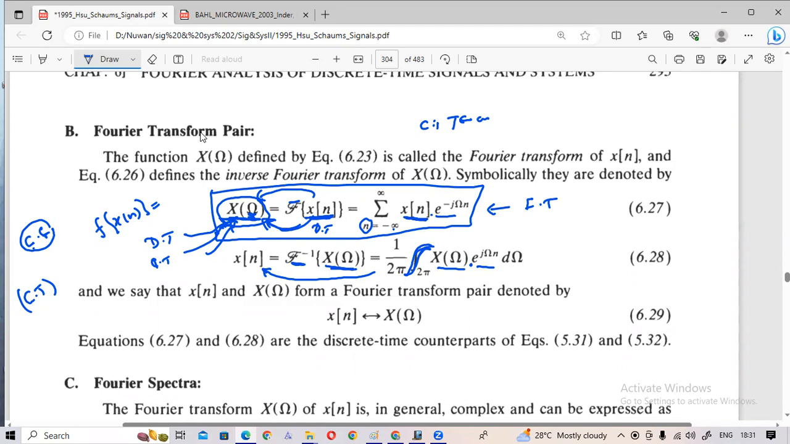Okay. We are not referring to continuous frequency. Normally we are referring to continuous time.